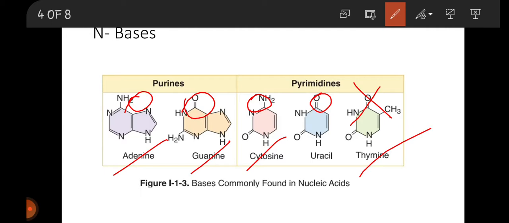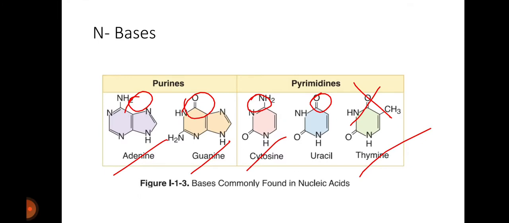So how will you differentiate them? You can differentiate purines and pyrimidines by the structure: the purines have two rings and pyrimidines have one ring. But how will you differentiate adenine and guanine? You can just differentiate by seeing the amino group.